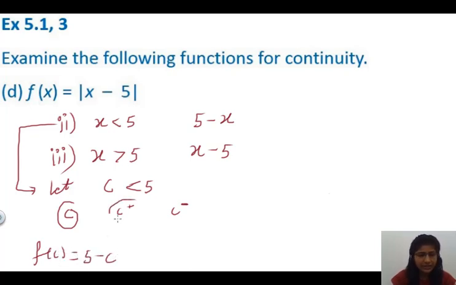Now you have to check it at c plus and c minus, and check whether the limit exists, whether LHL, RHL and the value of the function at that point c are equal or not. And then you can say that the function is continuous. Otherwise, for a polynomial function, we can write down that being a polynomial function, it is going to be continuous. There is no value of x that makes it not defined. Let us go to the next question now.